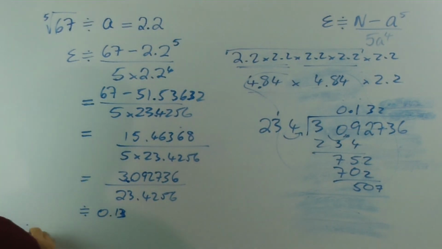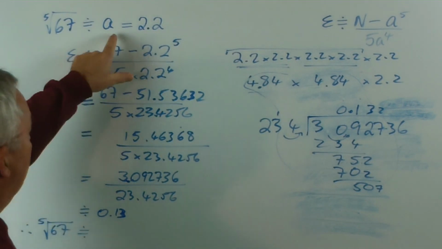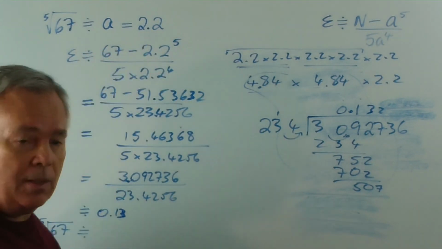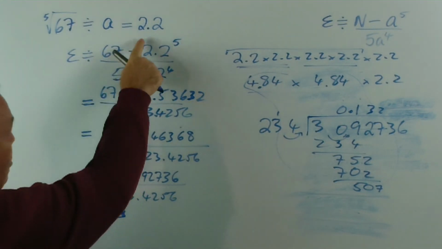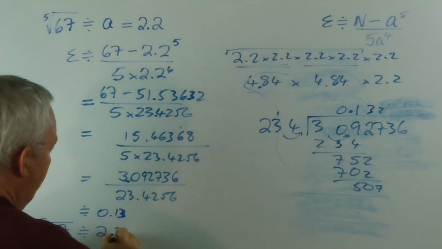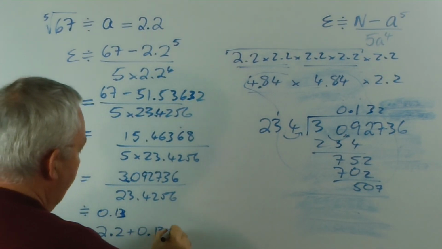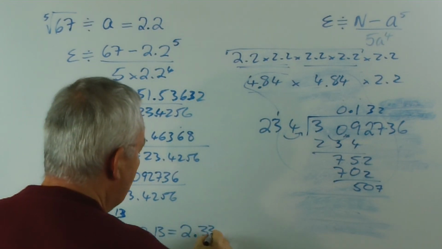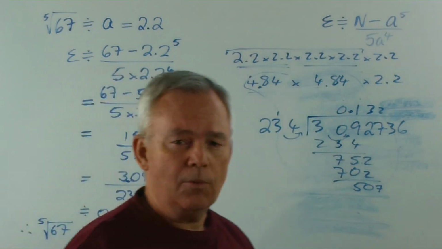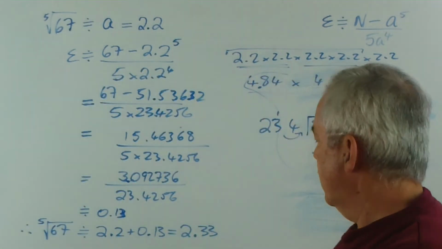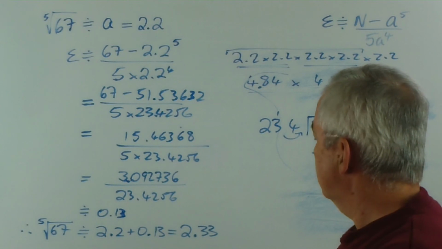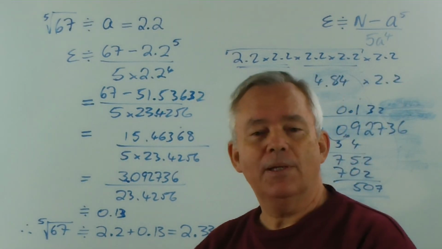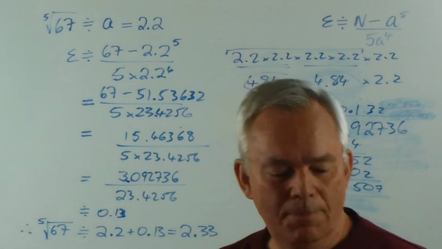So we say, therefore, the fifth root of 67, we use our first figure and we add the adjustment factor. So 2.2 plus 0.13 would give us 2.33. Now I'm expecting that 2.33 will be a lot closer. And to do that, I realize I'm going to have to grab my calculator, so bear with me.